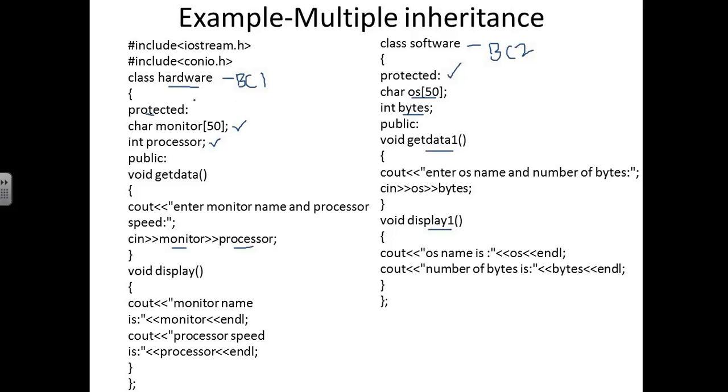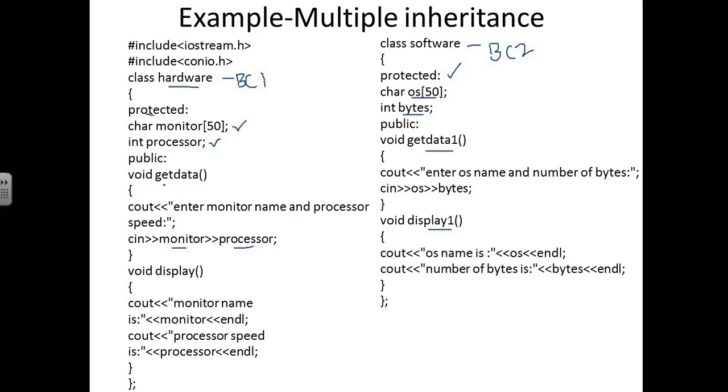Here the class hardware and class software are two different classes. These two classes do not have any relationship. If we are creating two different classes that do not have any relationship, then from the main function we can create an object for the hardware class and an object for the software class, and we can try to access the data members, right?